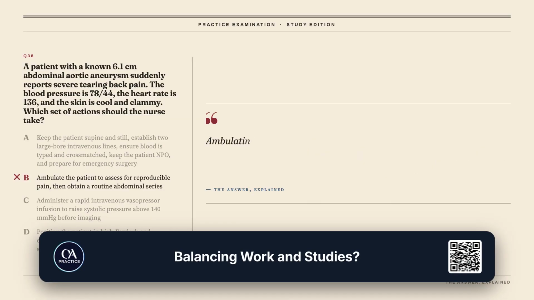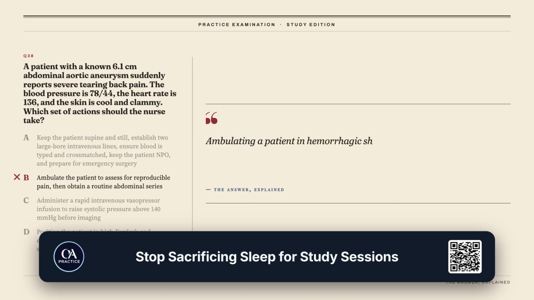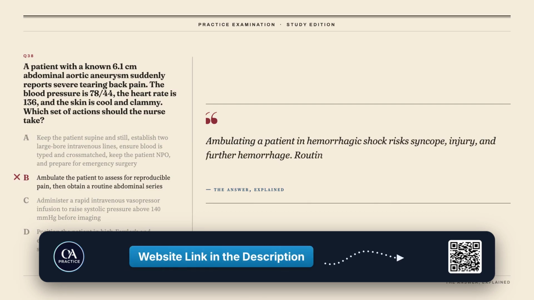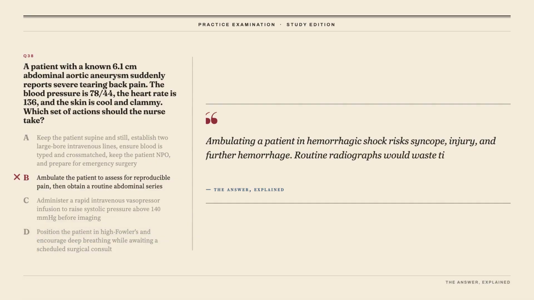B is wrong because ambulating a patient in hemorrhagic shock risks syncope, injury, and further hemorrhage. Routine radiographs would waste time without answering the question.